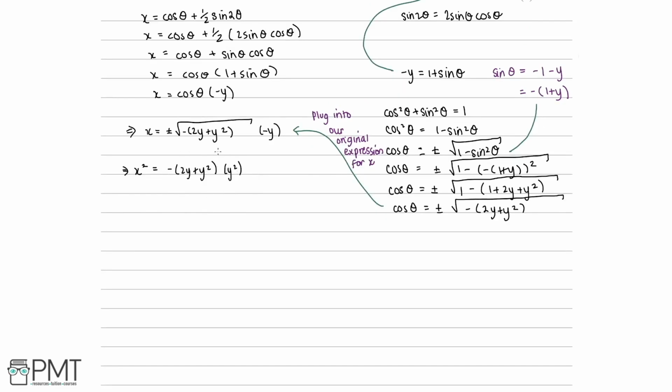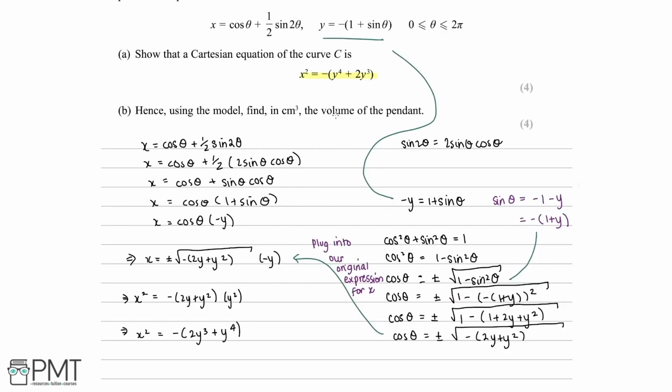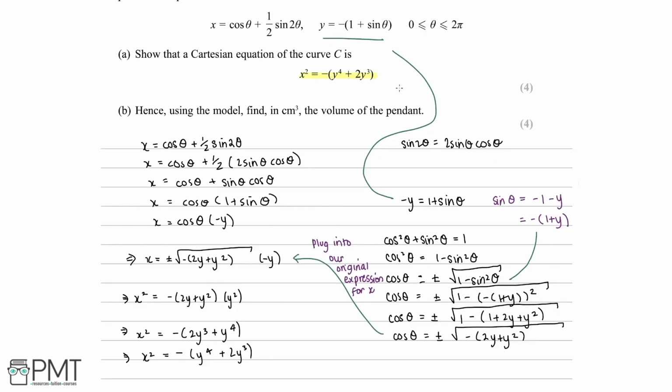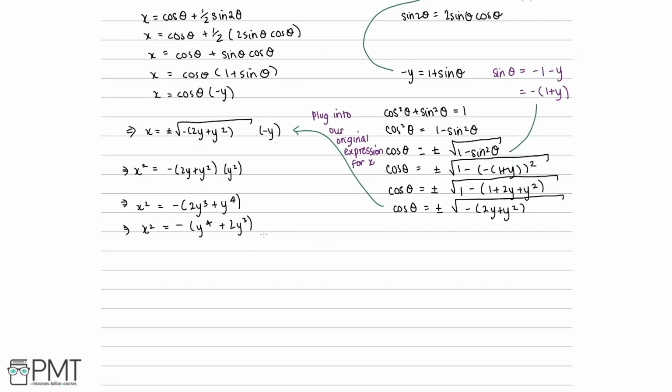Now we can multiply this bracket by y squared to give you x squared is equal to minus, well, 2y times y squared would be 2y cubed, and y squared times y squared would be y to the power 4. And if we look back to our equation, this is exactly the same as what we have over here, which is equal to minus y to the power 4 plus 2y cubed. And this expression over here is exactly the same as what we have in our show that for part A, and thus we have our answer.